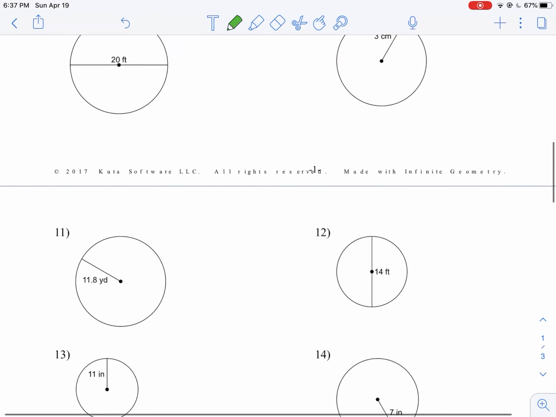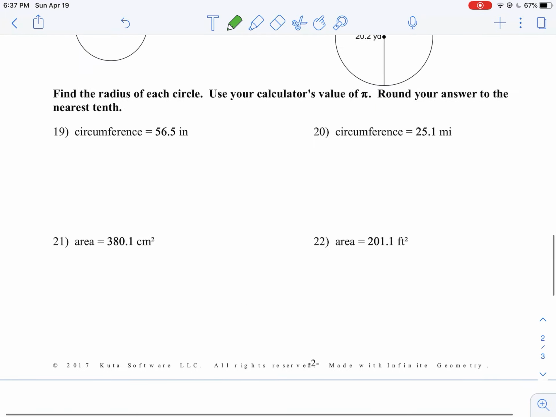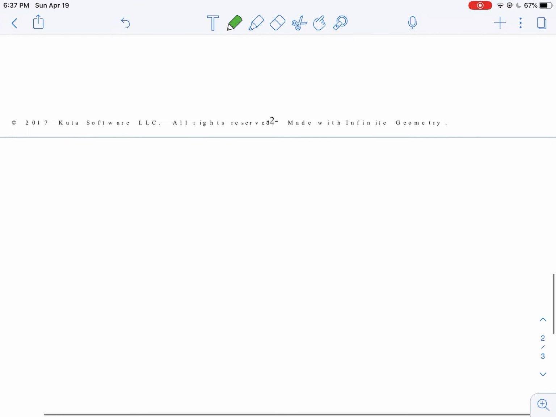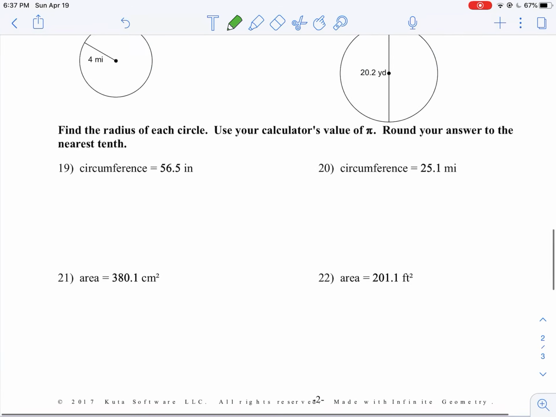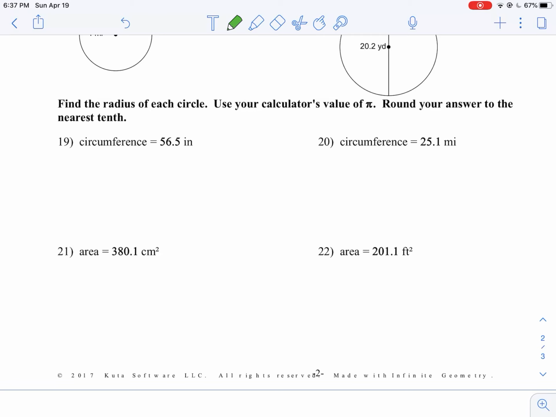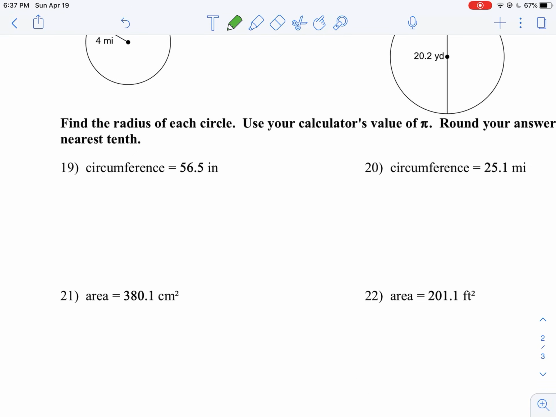Yeah, and because there's no more, it's just plugging into your calculator and writing the answers. Not too much more needed there. All right, these last four are what's going to give us a little bit of trickery. So it says we are trying to find the radius now. Instead of trying to find circumference and area, we're trying to find the radius of a circle using your calculator's value of pi, rounding to the tenths, given different pieces of information.